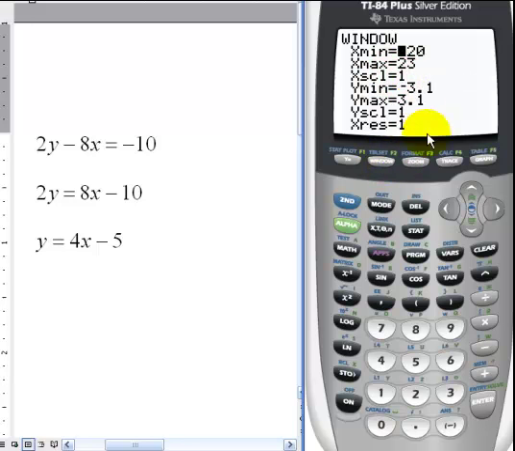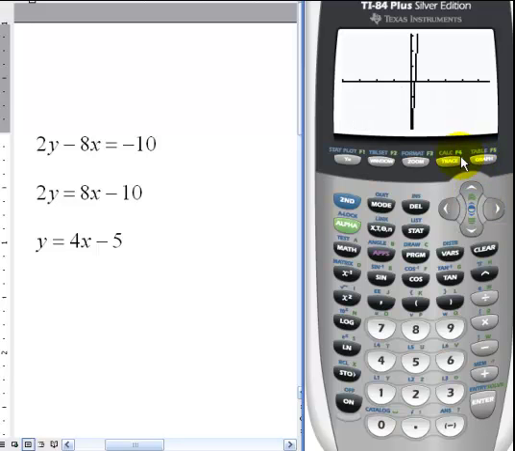One other thing I want to point out to you is back in the window, the x scale tells the calculator how many places to put those tick marks. So if I change the X scale to 5, each of the tick marks will be units of 5 apart. I hit graph. Now those tick marks are 5 apart. So here's positive 5, positive 10, positive 15, positive 20, negative 5, negative 10, negative 15, negative 20.